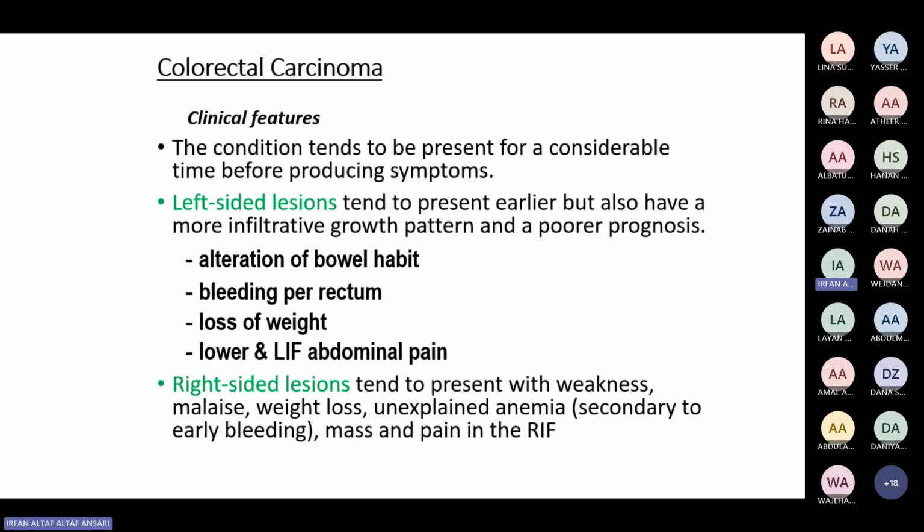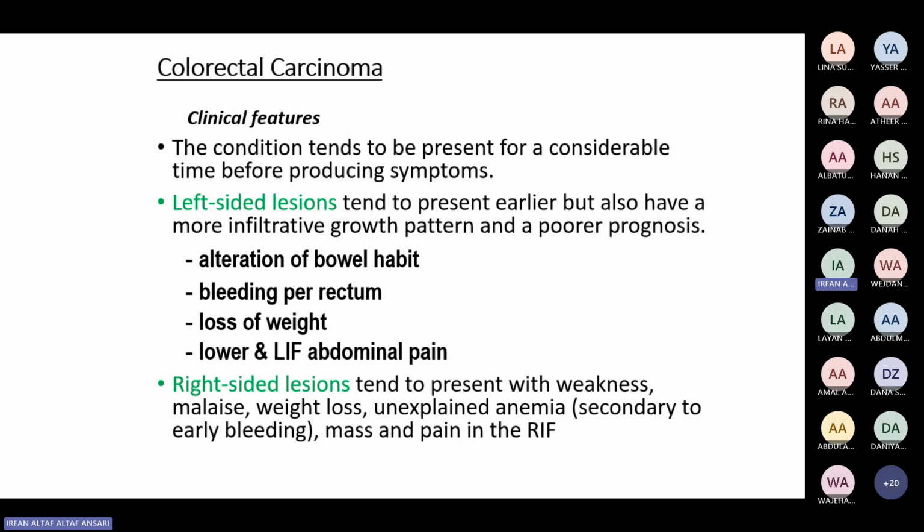So clinical feature: the condition tends to be present for a considerable time before producing any symptom. So when you get a symptom in colorectal carcinoma, by that time the disease has already progressed to a considerable level. Left-sided lesions tend to present earlier, but also have a more infiltrative growth pattern and a poor prognosis. Why? Because it goes deep into the deeper layers and it can go to the serosa and it can even come into the peritoneal cavity.